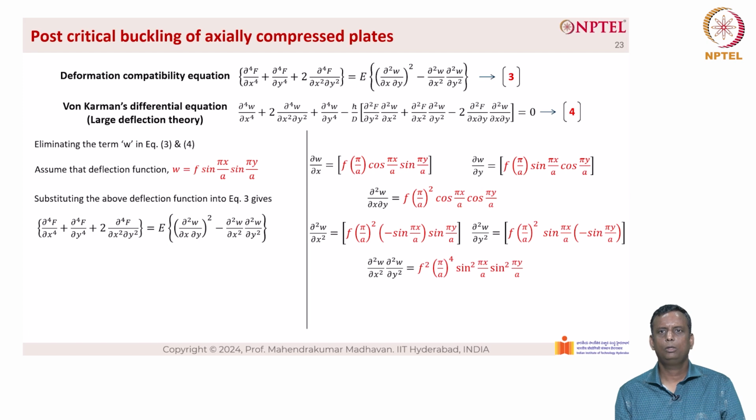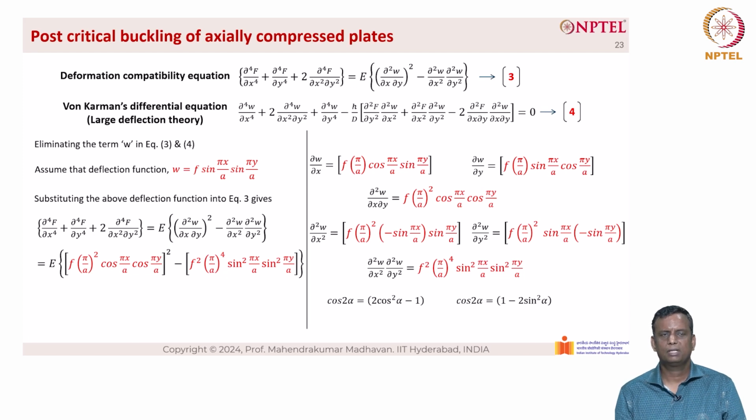So now the term ∂²w/∂x² into ∂²w/∂y² is equal to f² into (π/a)⁴ into sin²(πx/a) into sin²(πy/a). Basically, we are multiplying ∂²w/∂x² and ∂²w/∂y², where each term contains f into (π/a)². So f into f becomes f², (π/a)² into (π/a)² becomes (π/a)⁴. Sin(πx/a) into sin(πx/a) becomes sin²(πx/a). Similarly, sin(πy/a) into sin(πy/a) becomes sin²(πy/a). Minus into minus becomes plus. And hence we get the term f² (π/a)⁴ sin²(πx/a) sin²(πy/a). So we can substitute these terms to the left hand side as shown here.